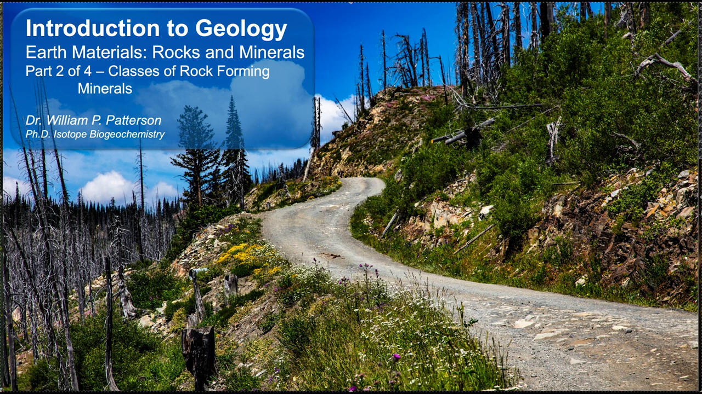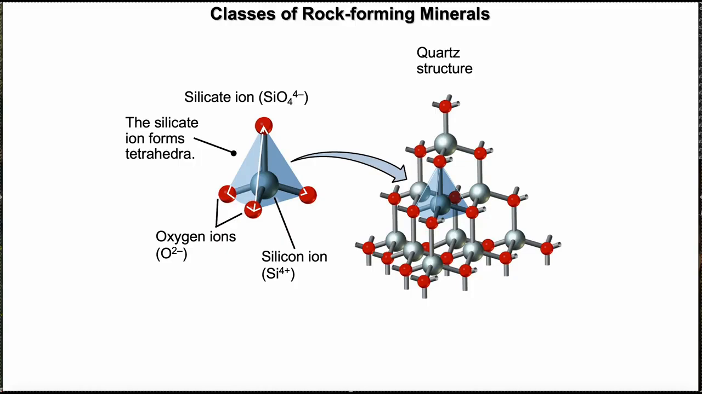I'm Dr. William Patterson. Today we're going to talk about rocks and minerals, and particularly the classes of rock-forming minerals. So we're going to start out with the big ones, the silicates. These are all based on this fundamental unit, the silicate ion, SiO4. Now the silicate ion forms a tetrahedra with oxygen ions at the apices.